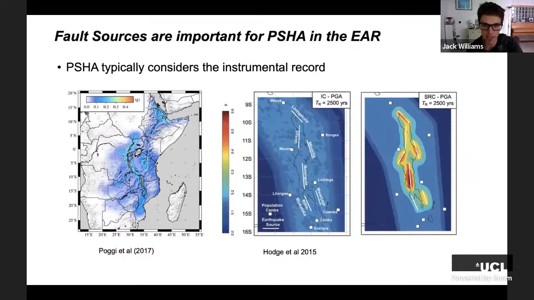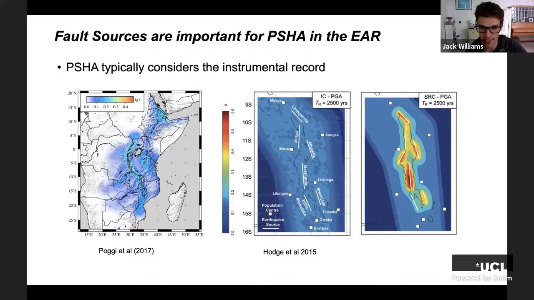So when we consider previous seismic hazard assessment in the East African Rift, it's mainly considering just the instrumental record of the earthquake. That's the figure you can see there on the left. But when we consider the fact that that instrumental record is quite short, the rift itself is extending quite slowly, and the faults there seem to be quite long and likely to be locked, so they probably host quite infrequent large earthquakes, then it's likely that the instrumental record might not be telling us everything.